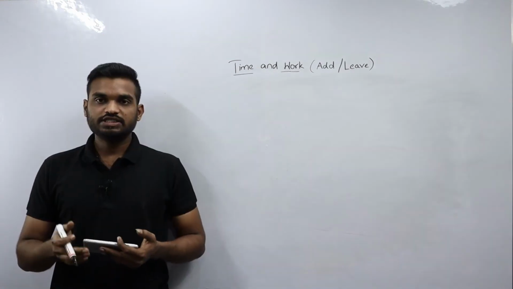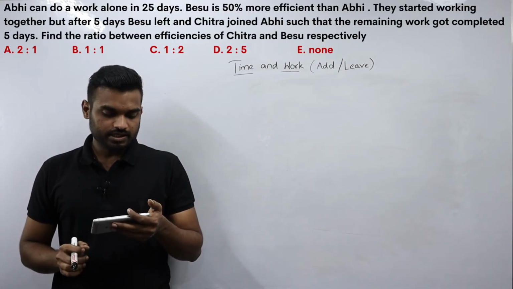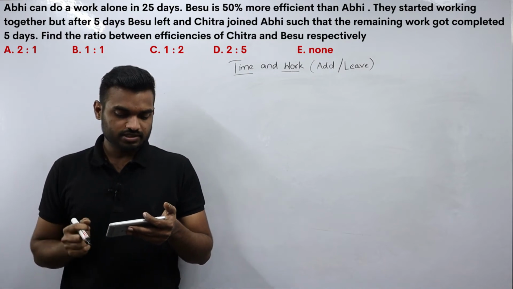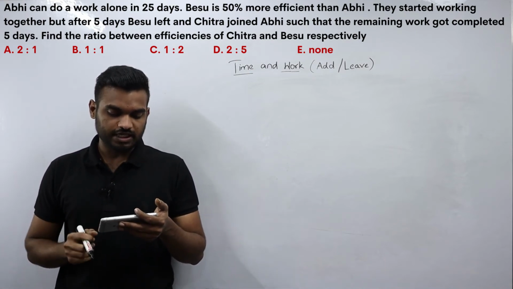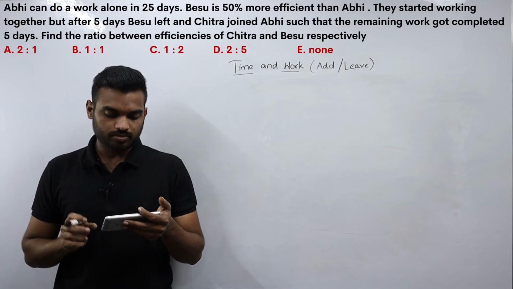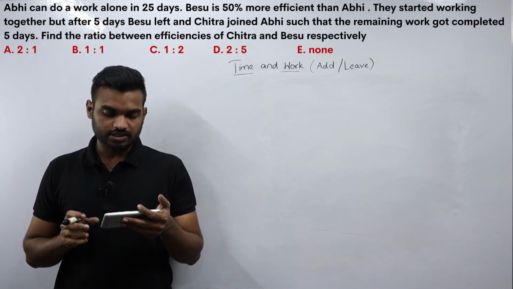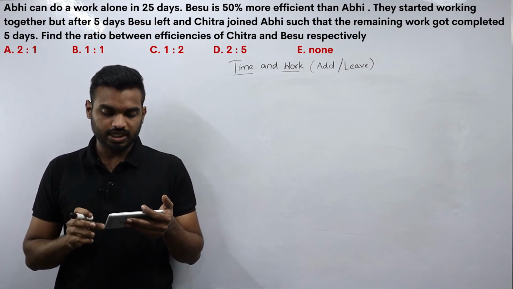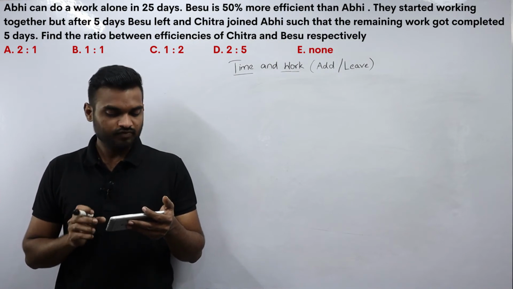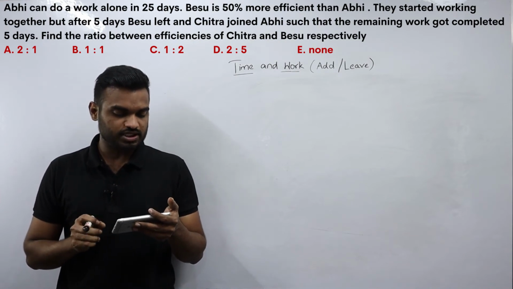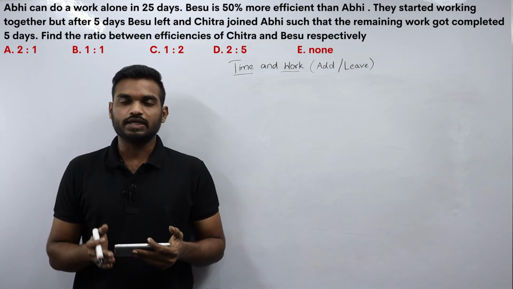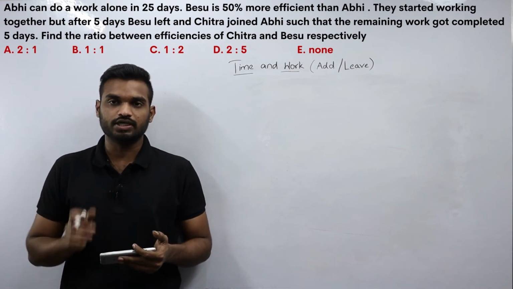Okay, now let's see the fifth problem. They are saying that Abhi can do a work in 25 days. Besu is 50% more efficient than Abhi. They started working together, but after 5 days, Besu left and Chaitra joined Abhi such that the remaining work got completed in 5 days. Find the ratio between the efficiencies of Chaitra and Besu.